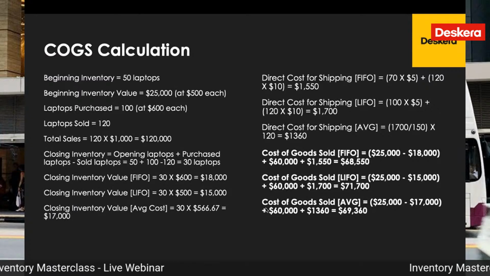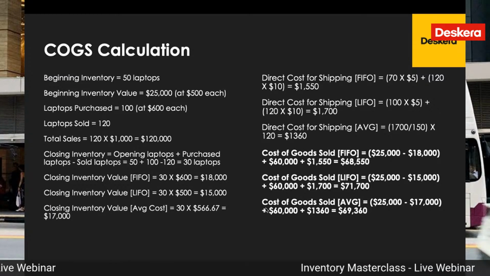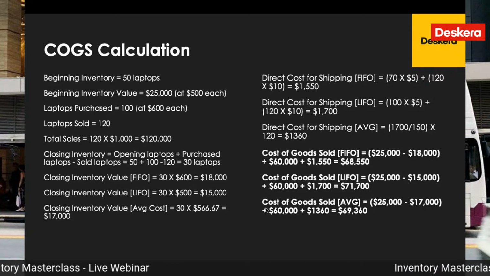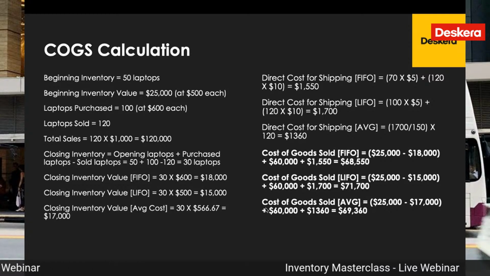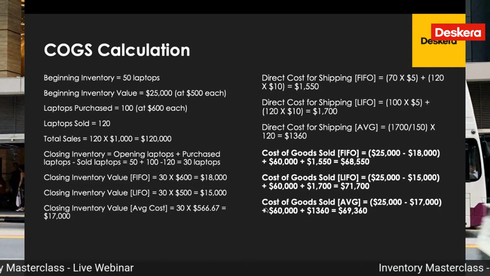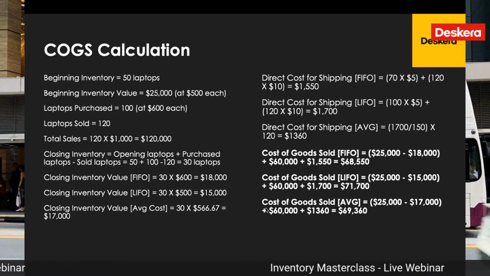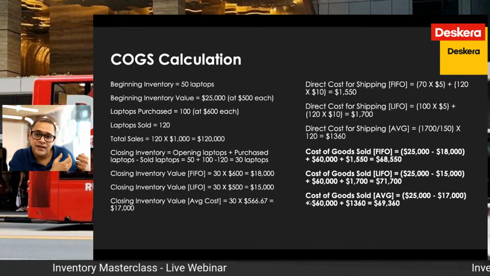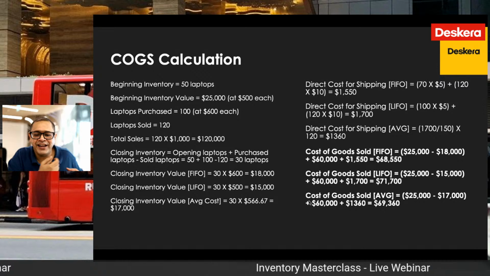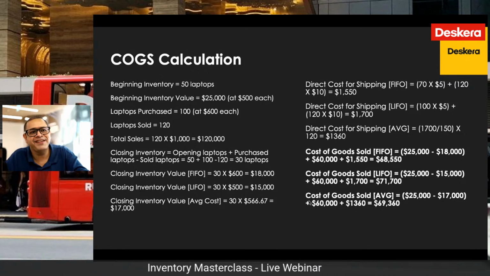So if I look at my cost of shipping here for those 120 laptops, for FIFO, it will be 1,550. How did we arrive at this? Let me talk about the numbers that are showing here. The 70 that you see here is the laptops that I sold. But you will have a question here, right? Okay, I sold 120 laptops. So why am I putting 70 here?